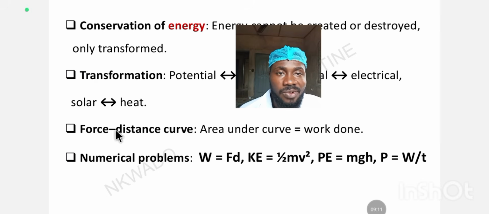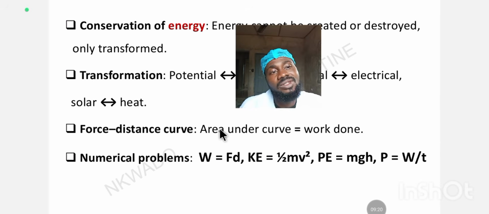So let's look at the force distance curve. The force distance curve shows the relation between force and distance in a straight line graph. And what's important to note is that the area under the curve is equal to work done. The area under the curve is known as what? Work done, or is equal to work done.